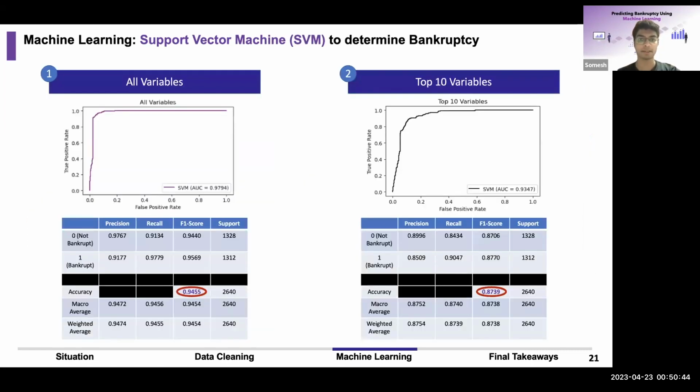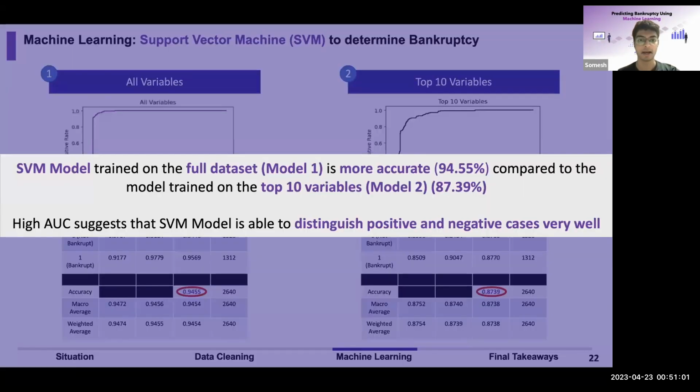Upon comparing the models based on the AUC metric, or area under curve metric, derived from the receiver operating characteristic curve, which plots the model's true positive rate against the false positive rate, we can see that the dataset with all variables had a higher AUC as compared to that of the top 10 variables. It also had a higher accuracy. This implies that the model can distinguish positive and negative classes better on the dataset consisting of all variables and is more accurate as well.